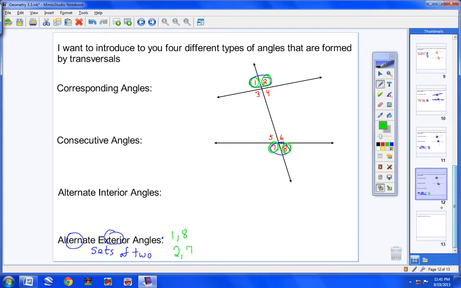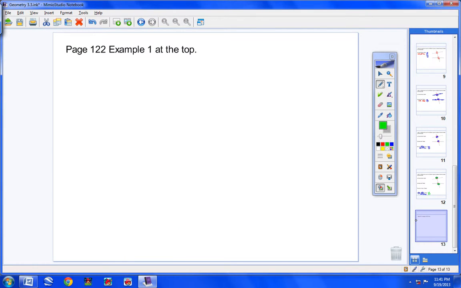Now, I usually do cut and paste the pictures in for you, but I felt like just one example we're going to do, there's really no need to do that. So go ahead and open your books. Pause the video if you need to. Go ahead and open your books to page 122. And we're going to look at example 1 at the top of the page.